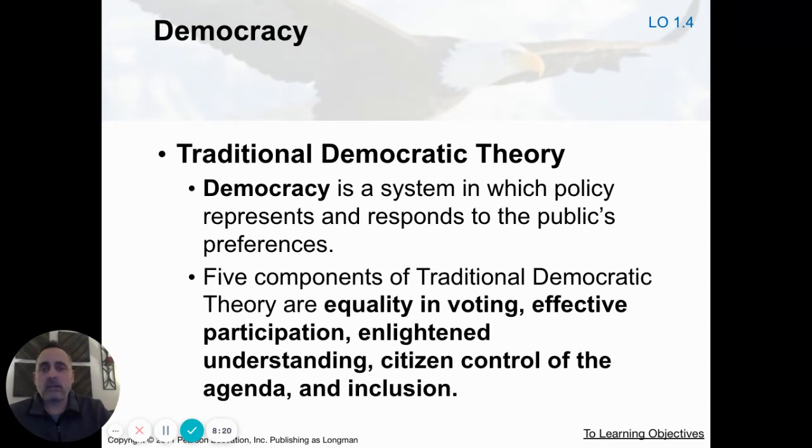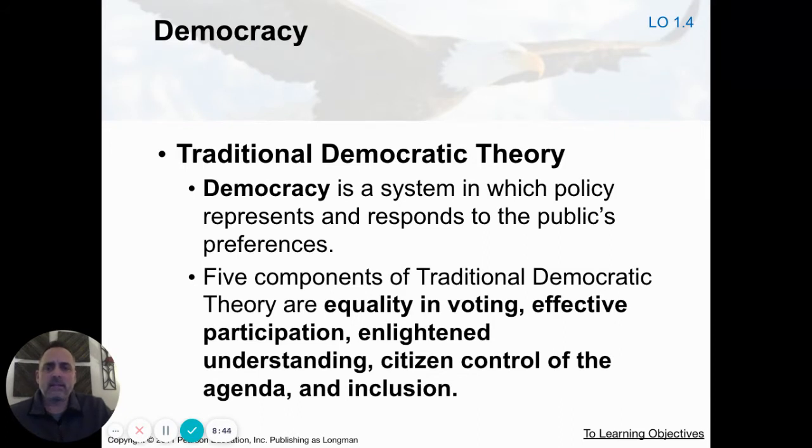We should have equality in voting. We should have effective participation in the whole process. We should have enlightened understanding by its citizens. They should understand these issues. The citizens should be in control of the agenda, deciding what's important and what's not, what we should be focusing on. And then you should also have inclusion. You should have many people involved in it.